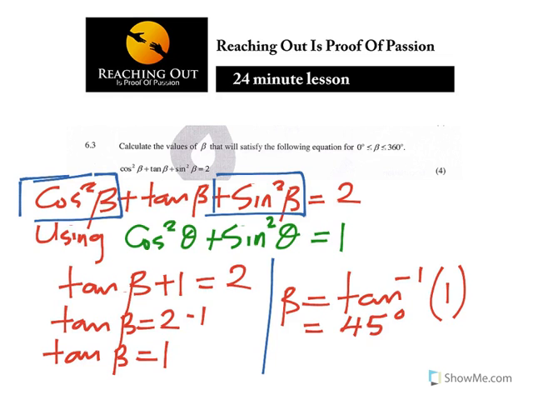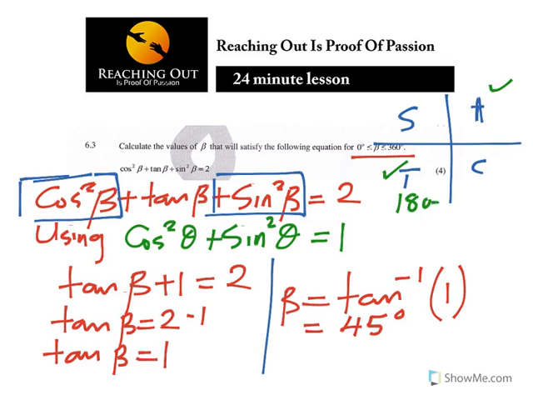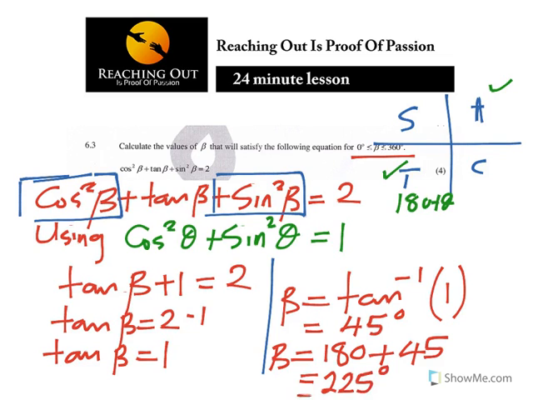But remember, they say it must satisfy between 0 and 360. So you come here again, if you still remember the CAST diagram that I did, you can see that tan is positive in the first quadrant as well as in the third quadrant. And in the third quadrant, it is 180 plus theta. So another solution there is beta equal to 180 plus 45, which is equal to 225 degrees. So these are the two values of beta that they expected you to have.